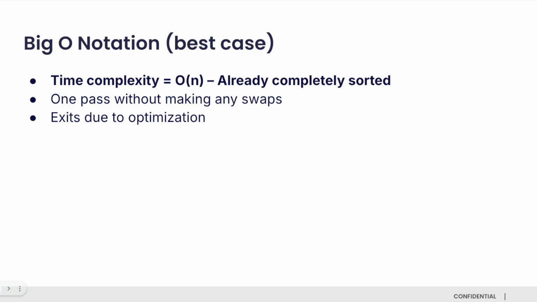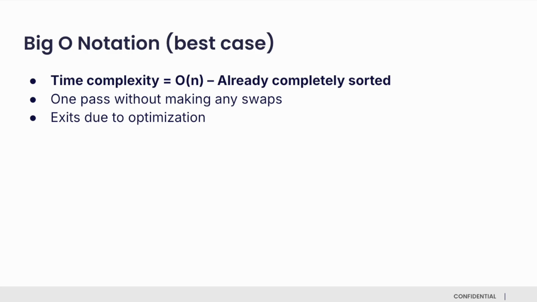In the best case scenario, we encounter an array that is already completely sorted. And in that case, the time complexity will be O of n. That's because we will only need to make one pass throughout the array, and we'll have to make no swaps. And based on the optimization we coded in, we know that our loops will exit once it determines that the array is already sorted, which will give us that O of n time complexity. So essentially, that means that bubble sort is going to be inefficient for large data sets, but with our optimization, it can perform well on nearly sorted arrays.